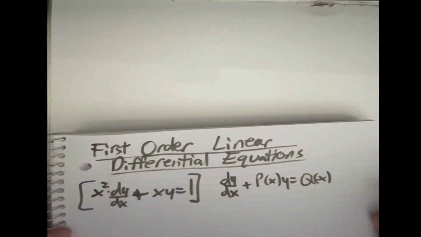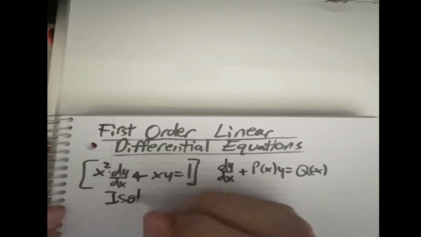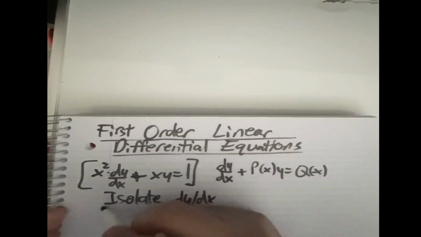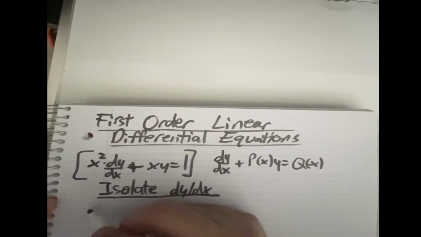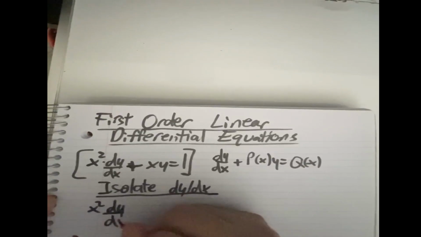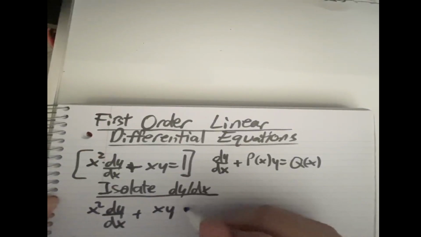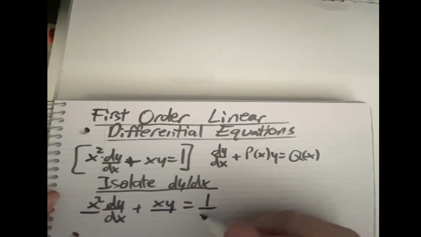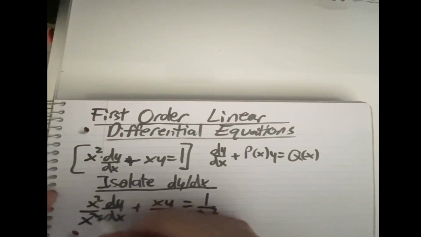So the first step we're going to do is go ahead and isolate dy over dx. So if you don't see dy over dx isolated, go ahead and do that. So in doing so, we're going to divide all terms by x squared. So x squared dy over dx plus x times y is equal to 1. Now we divide all terms by x squared.